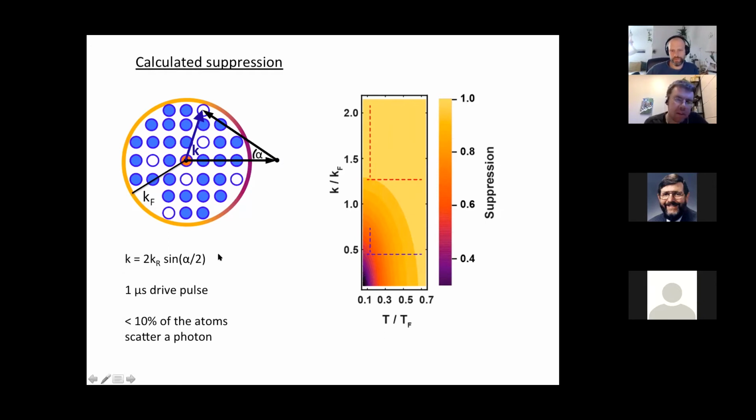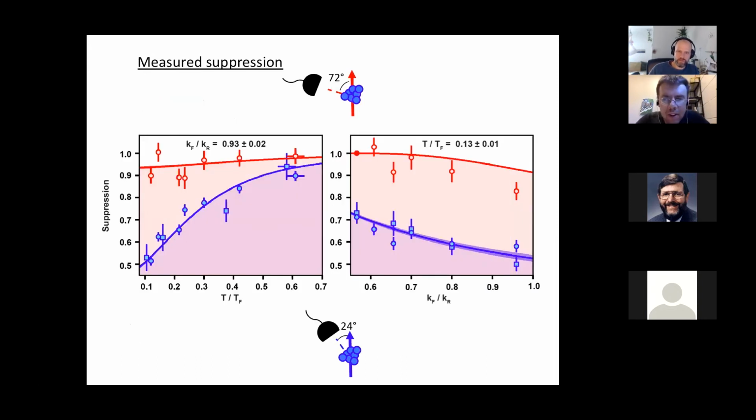So far, so good. Now you see these little lines here. That's where we explored our system. We change parameters, either temperature or confinement, and accordingly Fermi energy and KF. And we're looking at the number of photons that we could detect along the two directions. As we were hoping, we could really see a suppression that follows the theoretical prediction for the two scenarios. Again, I'm plotting the 72-degree case in red and the 24-degree case in blue.